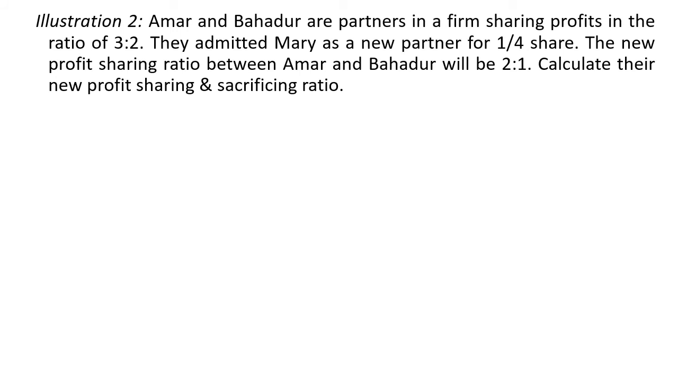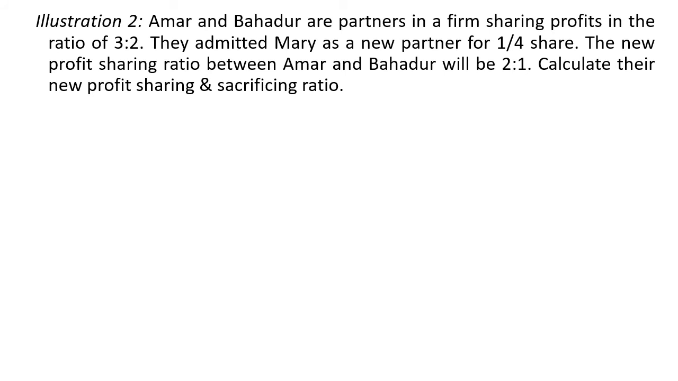So Amar and Bahadur are partners, OPSR is 3:2. And Mary is admitted and given 1/4 share. After giving this 1/4 share to Mary, Amar and Bahadur will share profit and loss in the new ratio between Amar and Bahadur only, 2:1. Right? In the earlier question, the new ratio of 3 partners was given. But here, the new ratio of only 2 partners is given, that is 2:1.